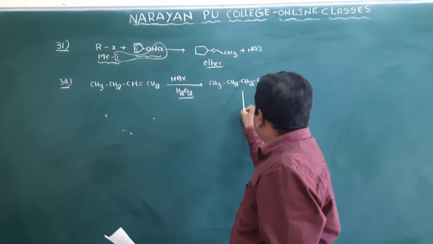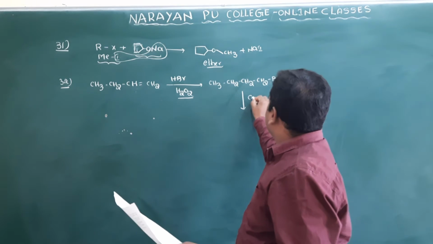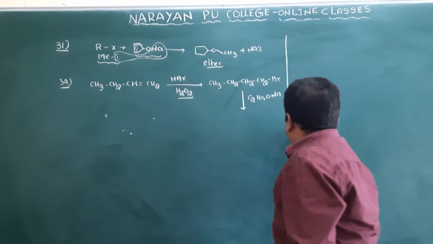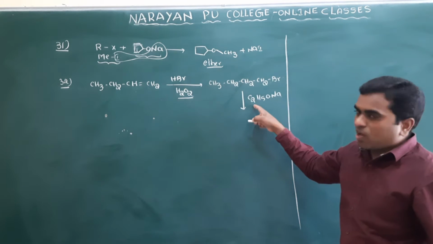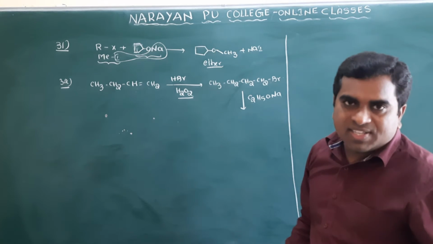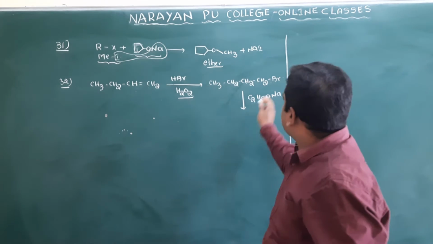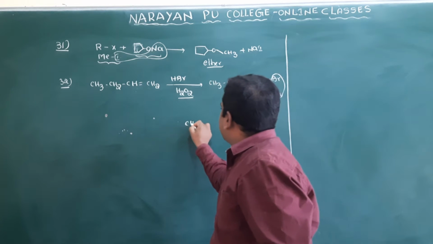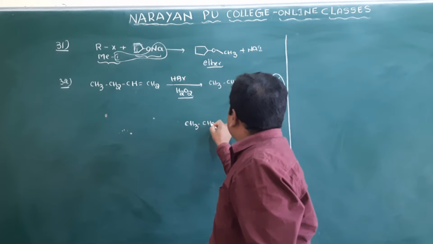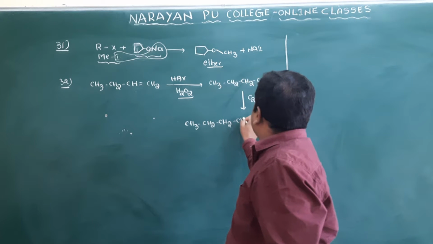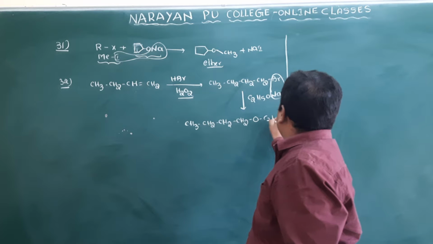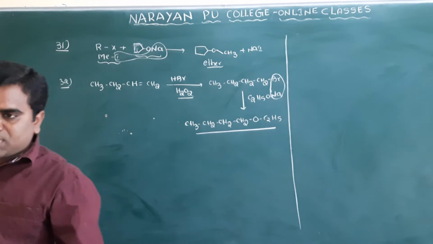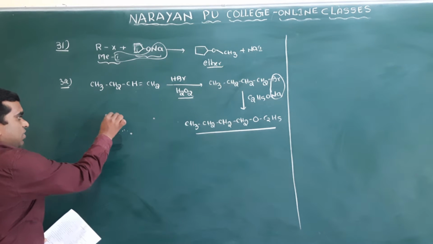Next one: this is Y and it is treated with C2H5ONa. Which reaction is it again? Alkyl halide with sodium alkoxide. Again it is a Williamson's reaction. Williamson's reaction means NaBr will be removed and here you will get CH3CH2CH2CH2OC2H5. This is your option. Clear? So then what is your option here? Option 1 is the correct one.